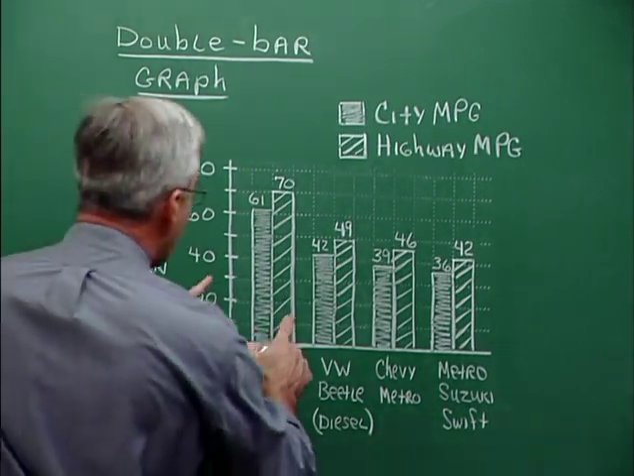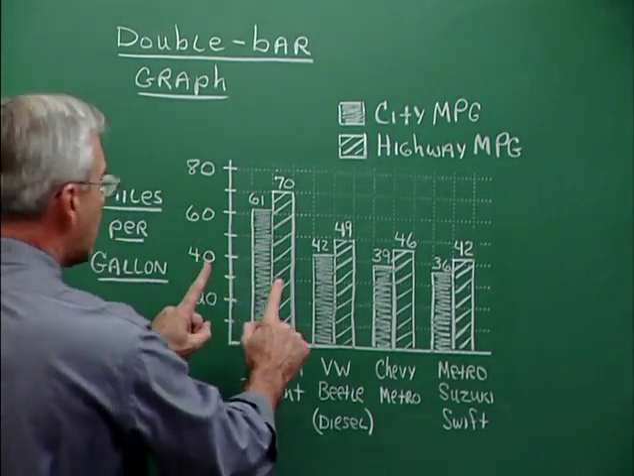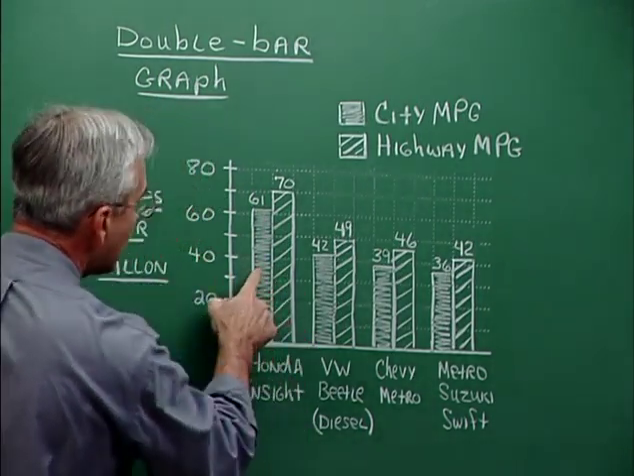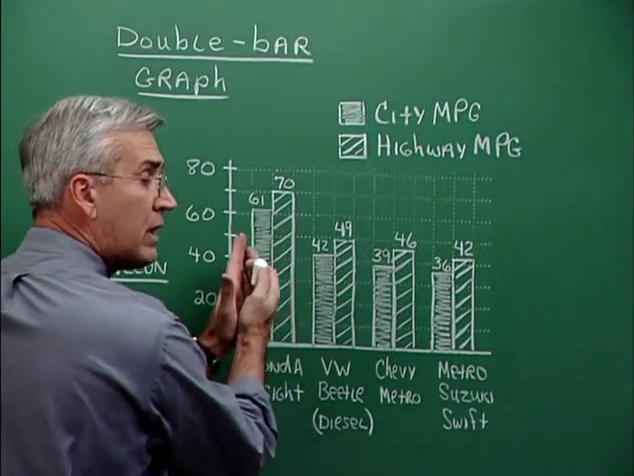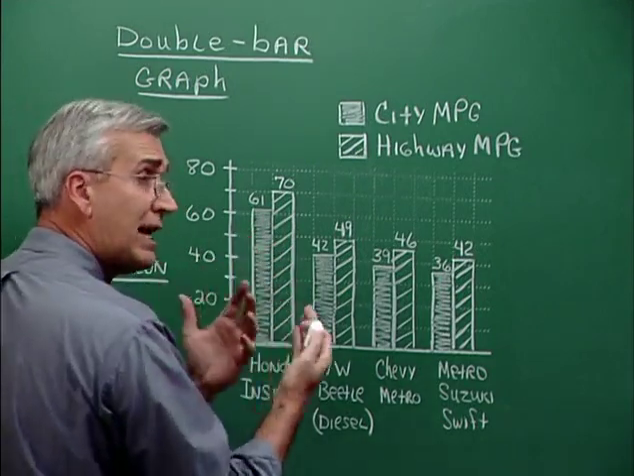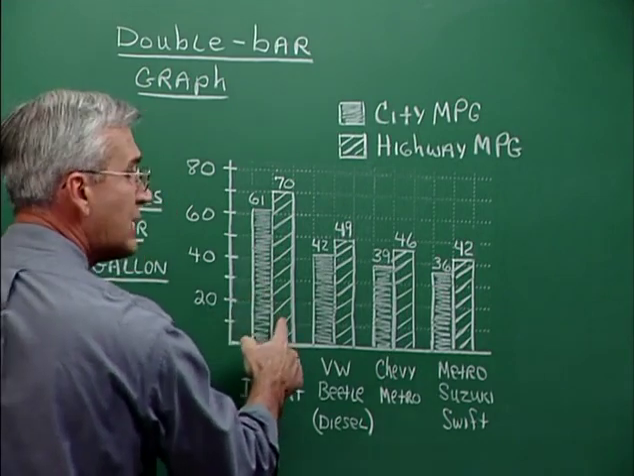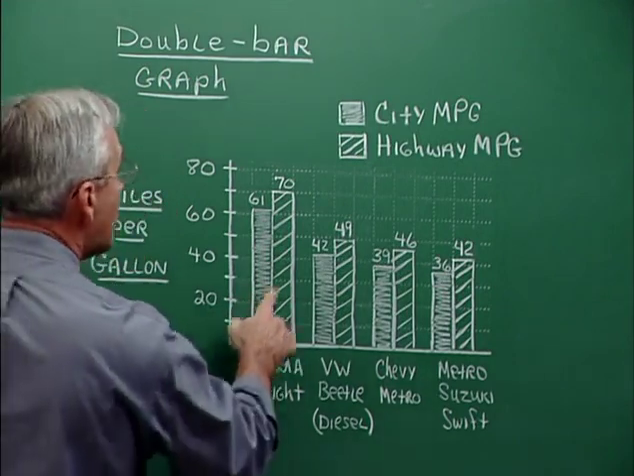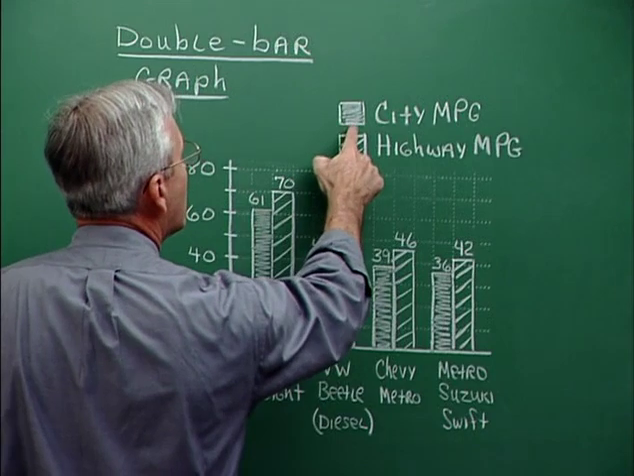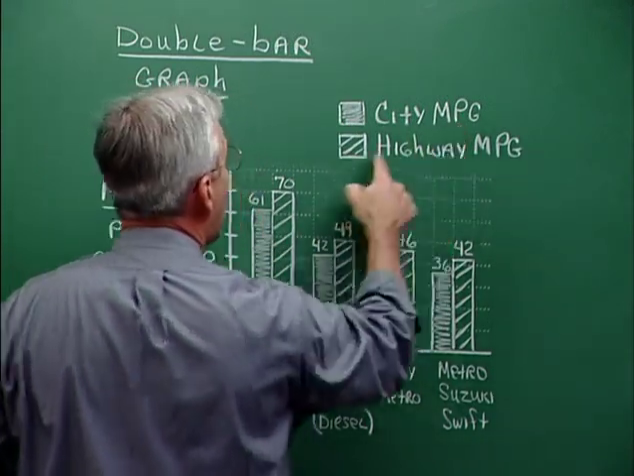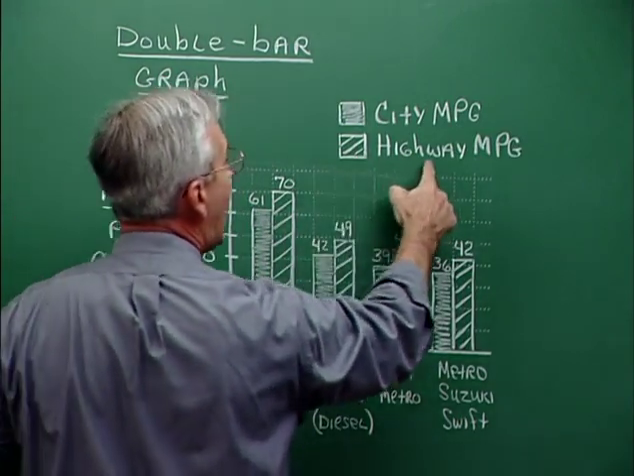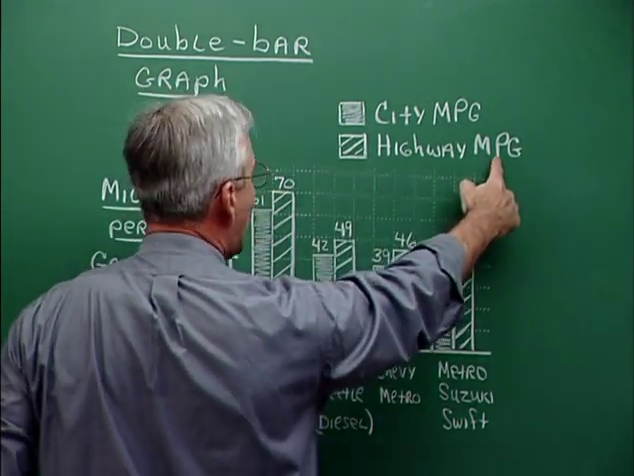Now, in double bar graphs like this, we generally have a different kind of shading on bars that are right next to one another. And usually there would be a legend associated with each of these shading ideas. We can see from up here that the solid shading is for city miles per gallon, and the stripes are for highway miles per gallon.